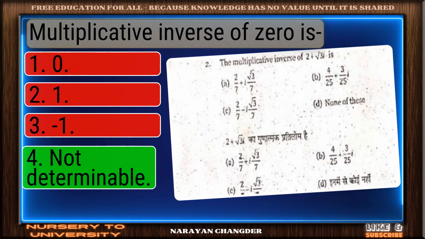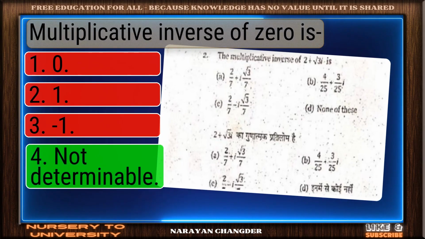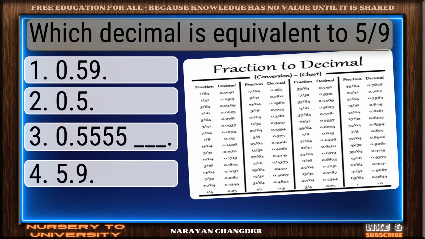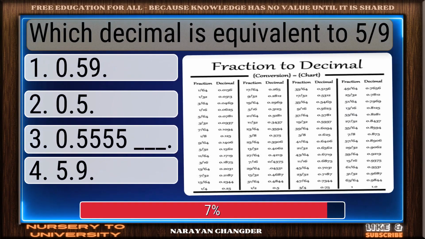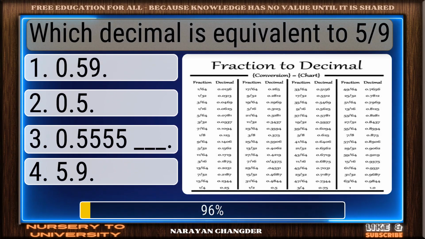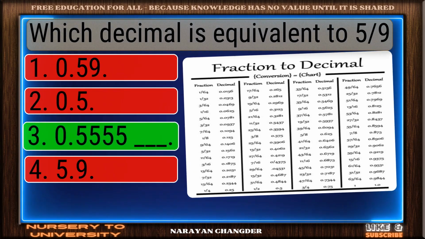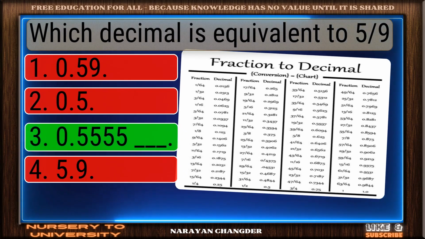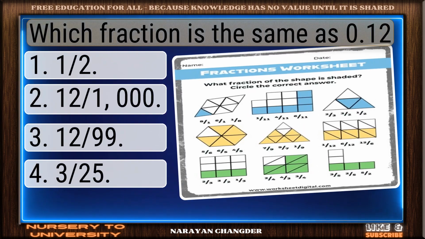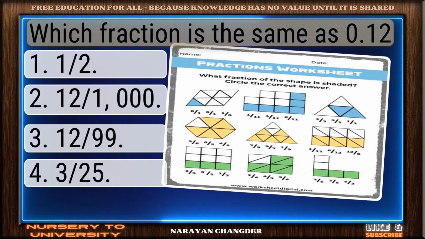Well done. Not determinable is the right choice. Question number 91. Which decimal is equivalent to 5/9? Solid response. 0.555 is a valid choice. Question number 92. Which fraction is the same as 0.12?